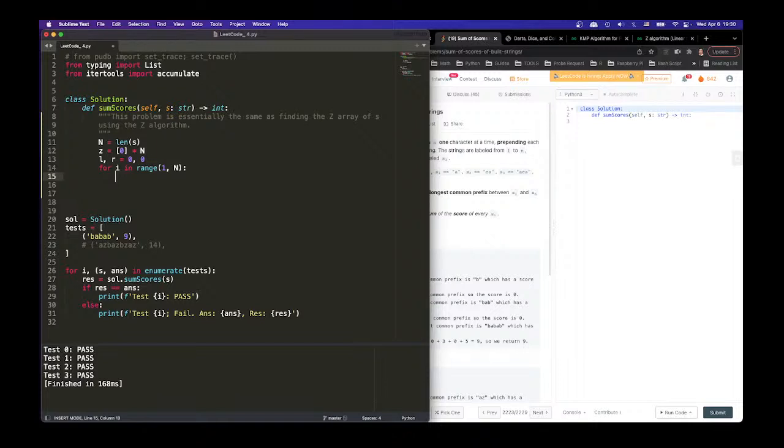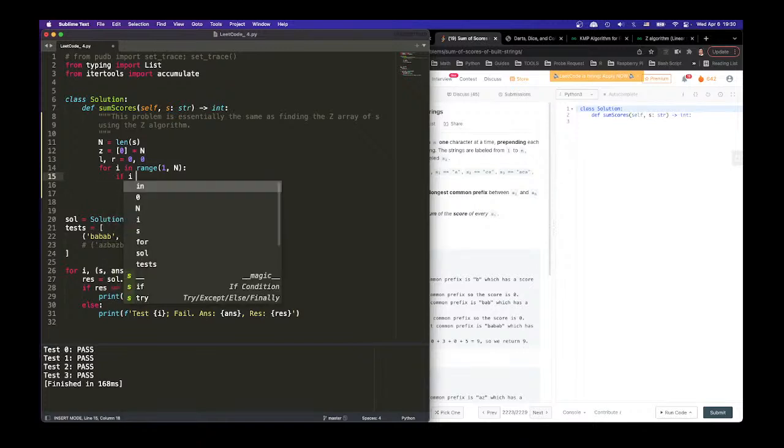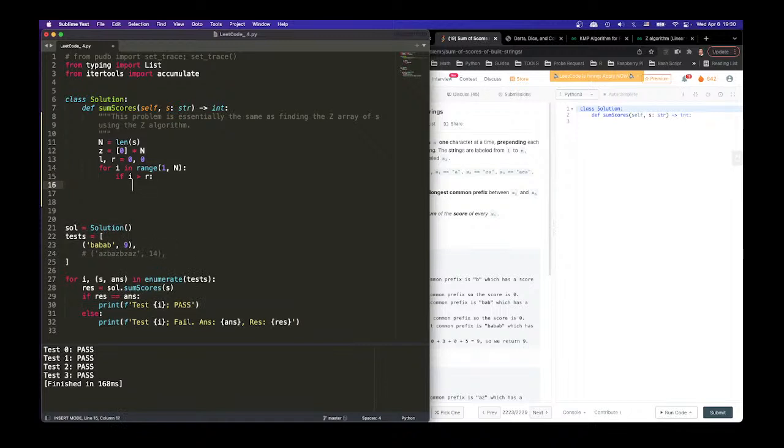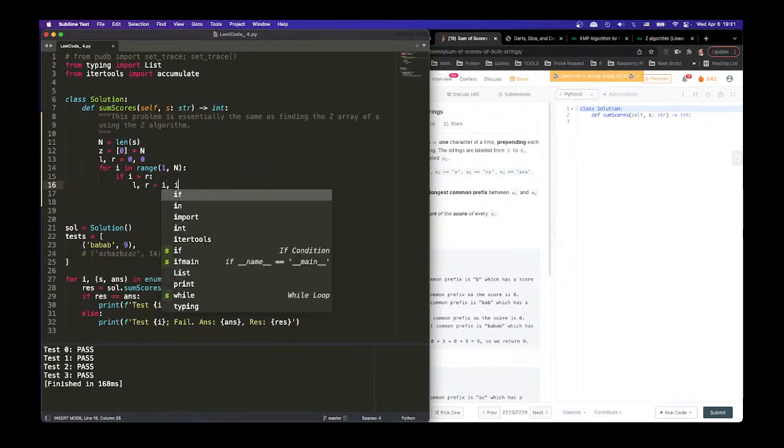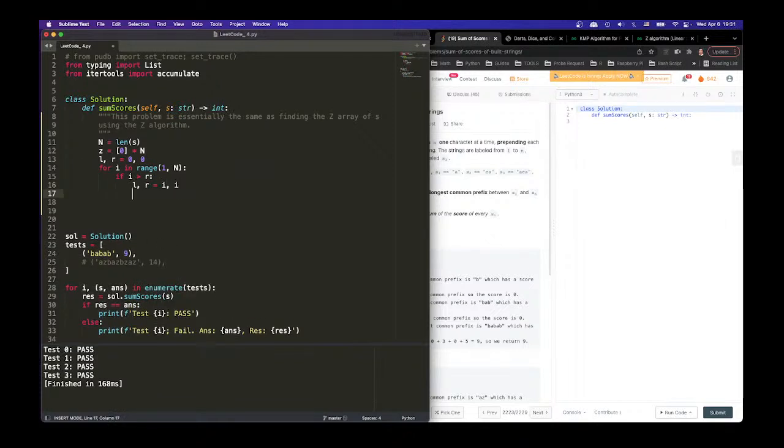Okay, so for I, we're going to check if I is outside R, right? So the current range of the prefix doesn't fit my current value. So now we need to extend. So we say L and R both equal I. And then we're going to check. We say while, right? S.